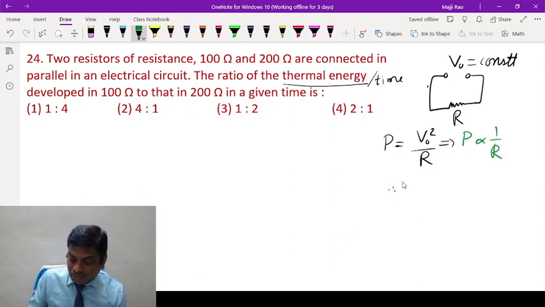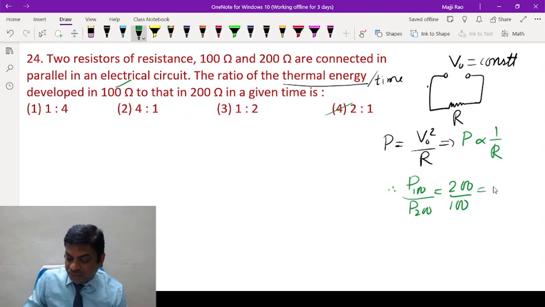In other words, power generated in the 100 ohm resistance upon power generated in the 200 ohm resistance is equal to 200 by 100 inverse. So fourth option is the correct option.